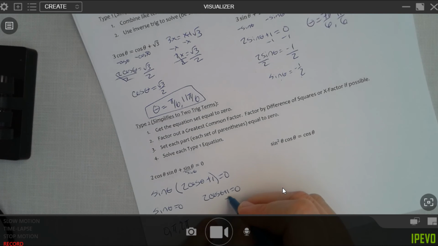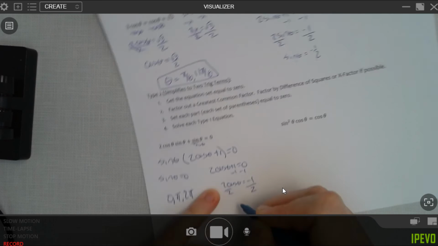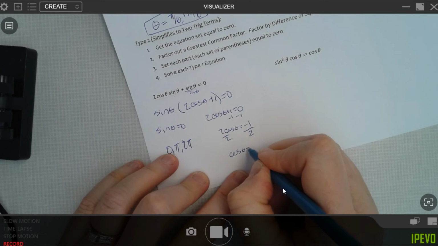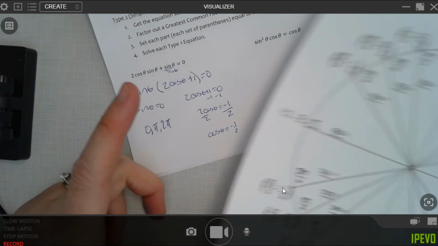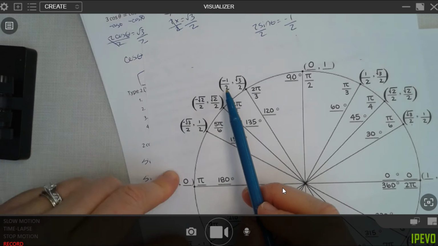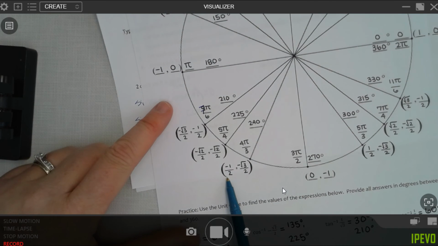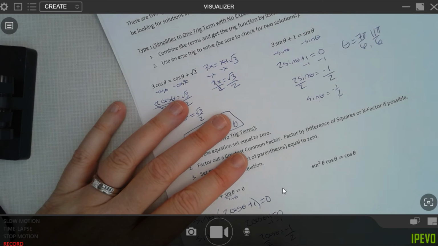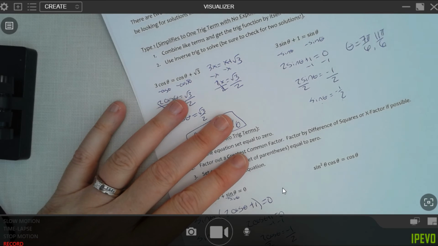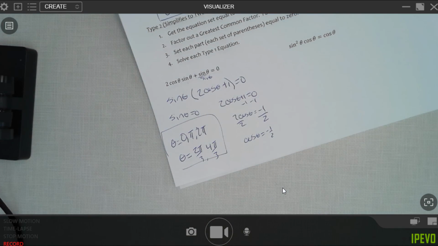And this right here, I'm going to subtract my 1 over first and divide by 2. So I get cosine of theta equals negative a half. So that is where are your x values? Negative a half. So I'm going to go through here. Here's an x value of negative a half at 2 pi over 3. And here's an x value of negative a half at 4 pi over 3. So those are our two other answers. So theta is also going to equal 2 pi over 3, and we said 4 pi over 3. So all 5 of those answers would work.